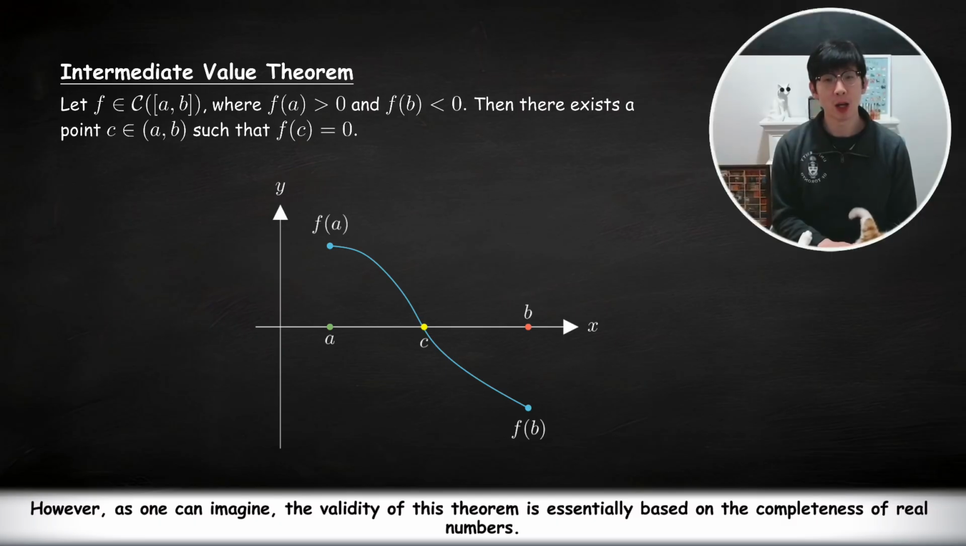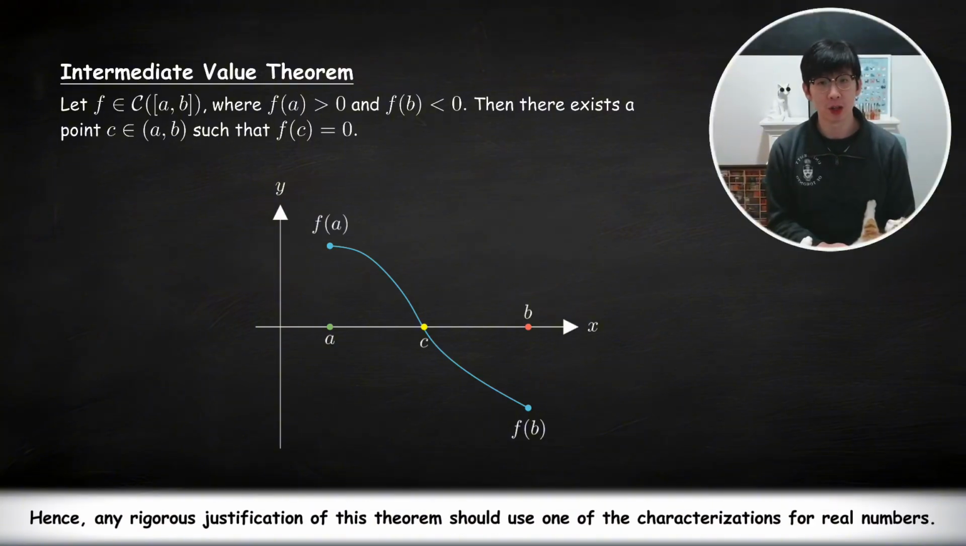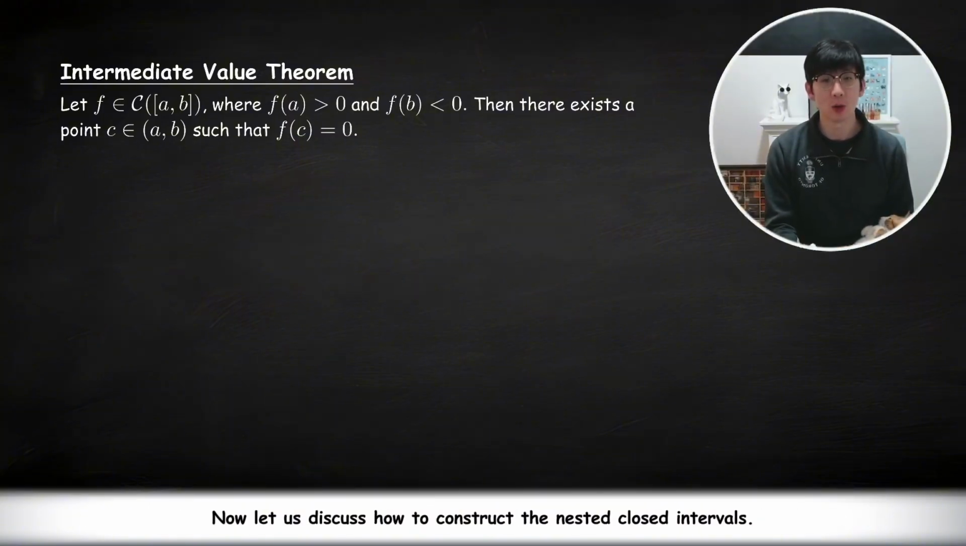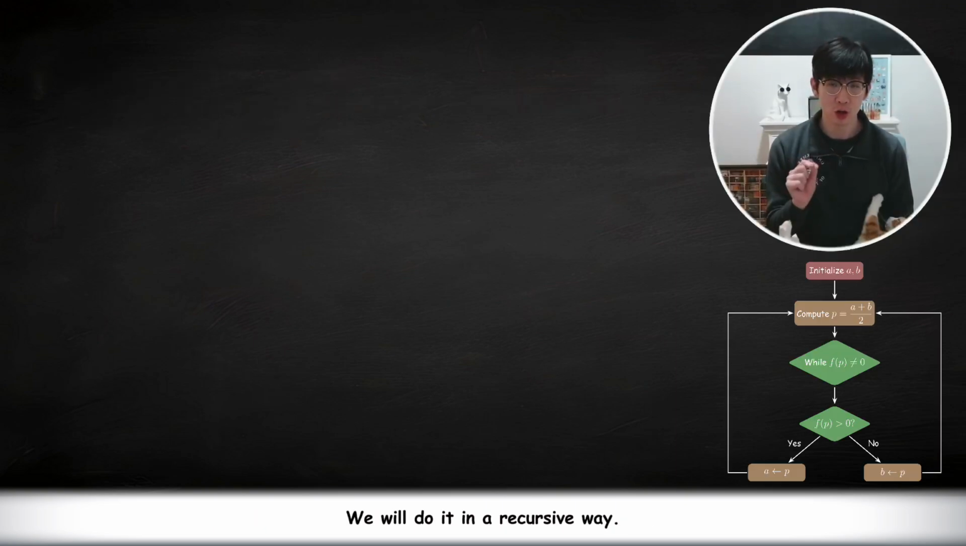However, as one can imagine, the validity of this theorem is essentially based on the completeness of real numbers. Hence, any rigorous justification of this theorem should use one of the characterizations for real numbers. Here, we will use the nested closed intervals, and we will apply the theorem of Cauchy-Cantor. Now let us discuss how to construct the nested closed intervals. We will do it in a recursive way.